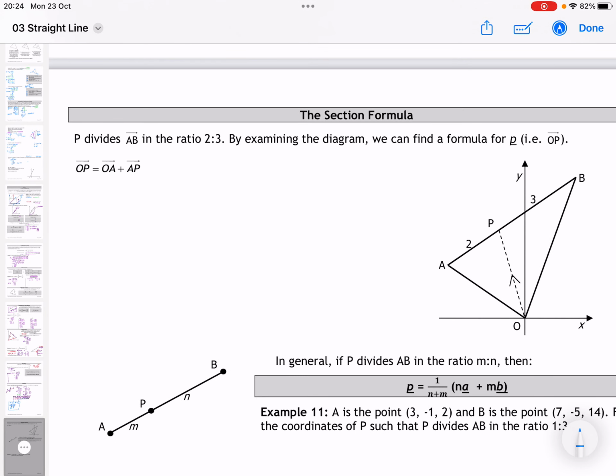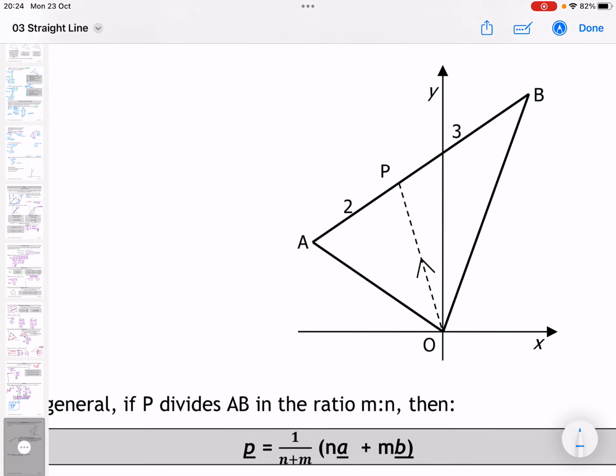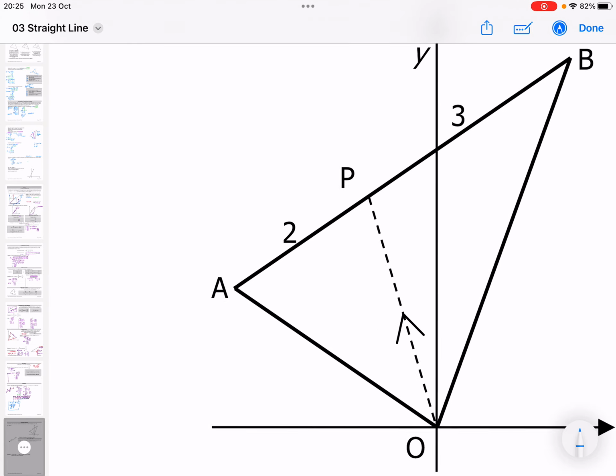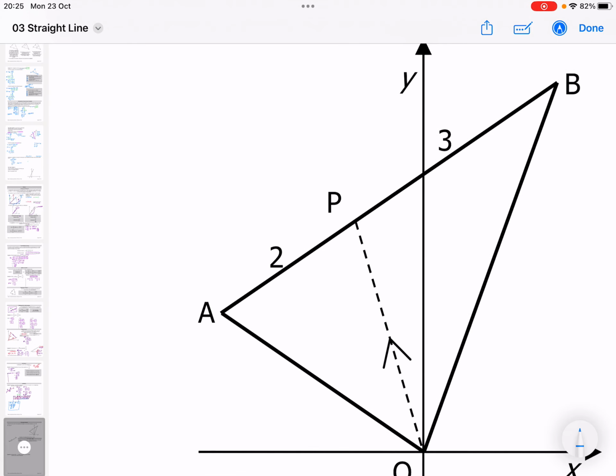The section formula. P divides vector AB in the ratio of 2 to 3. By examining the diagram, we can find a formula for P. Yes, we can. Okay? Because what we're saying is that if P divides AB in a ratio of 2 to 3, that's 2 parts to AP, 3 parts to AB. The other way to think of it is that AP is 2/5 of the line and PB is 3/5 of the line.